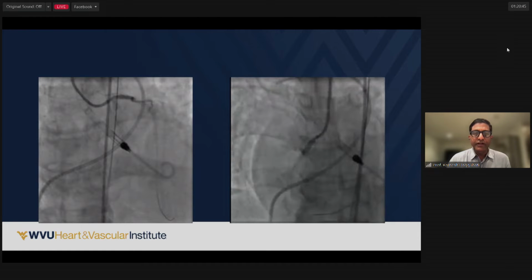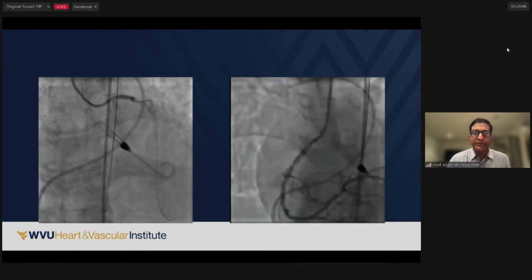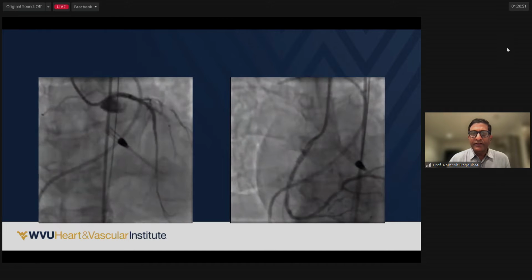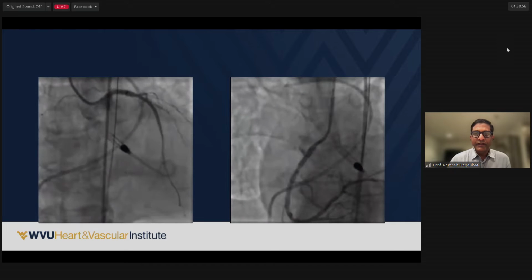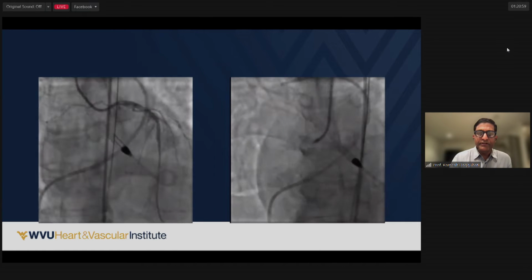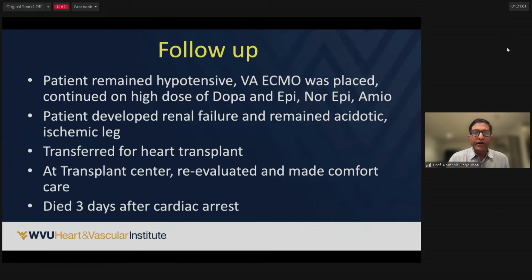So in our center we have an impeller, so we put an impeller in, we opened up that proximal LAD with at least TIMI 3 flow in the LAD, and the RCA was also intervened. As you can see, this patient remained in cardiogenic shock. In follow-up, the patient remained hypotensive on the impeller, so VA ECMO was placed, and he was given high dose dopamine, epinephrine, norepinephrine, and amiodarone. He developed renal failure, remained acidotic, and developed an ischemic leg from the ECMO.